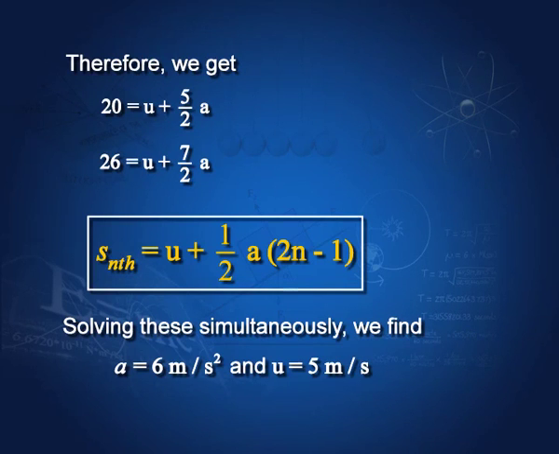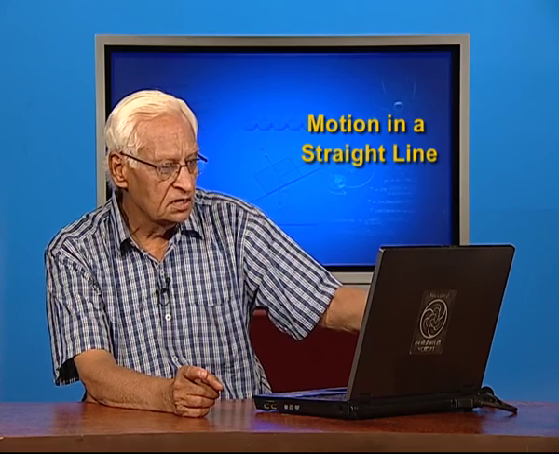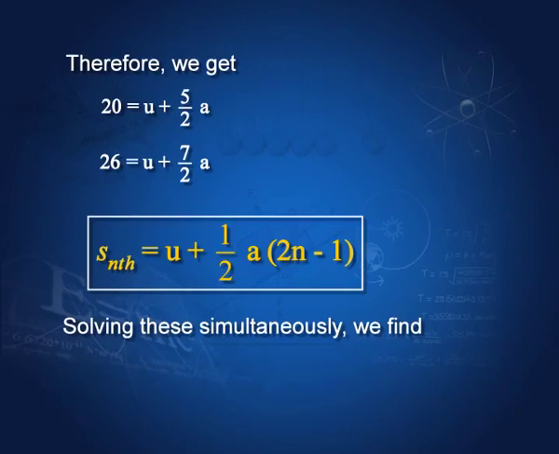In this case, we have got 20 meters equal to u plus 5 by 2 a and 26 meters equal to u plus 7 by 2 a. Solve these equations and we get a equal to 6 meters per second square and u equal to 5 meters per second. But this formula is important. The distance covered in the nth second is u plus half a into 2n minus 1.